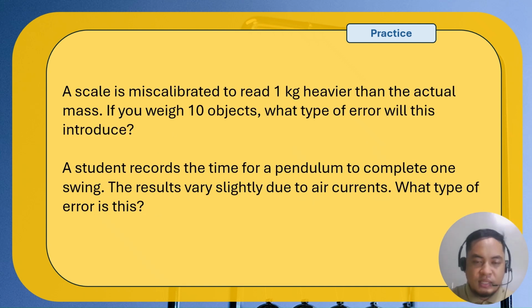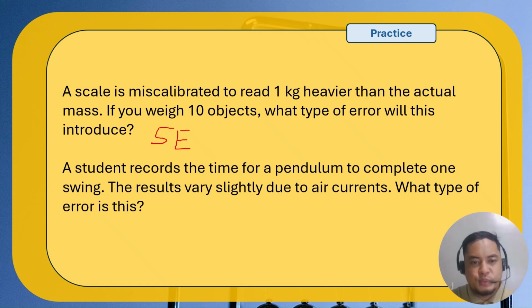And we have another sample here. A scale is miscalibrated to read 1 kilogram heavier than the actual mass. If you weigh 10 objects, what type of error will this introduce? So it's miscalibrated. It does not change. It was not calibrated to zero before weighing these 10 objects. So it will give the same consistent result, and it suggests a systematic error. You miscalibrated, and then it read 1 kilogram heavier than the actual true value or the accepted value.